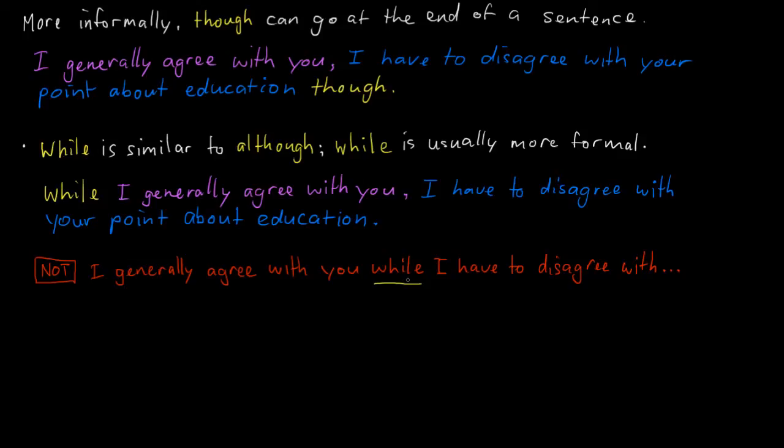Be careful with while, because it can also be a conjunction of time, meaning two things with duration happening at the same time. For example, I eat crisps while I watch TV. So you're watching TV and eating crisps at the same time, and both of these actions have duration, so they go on for a while together at the same time.